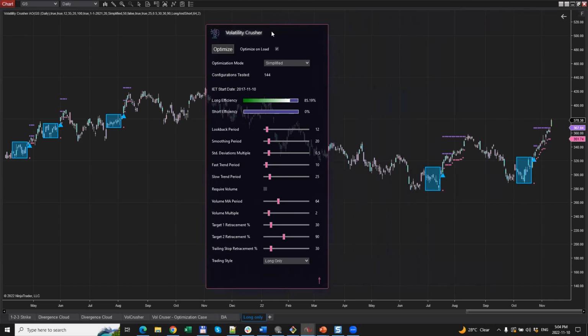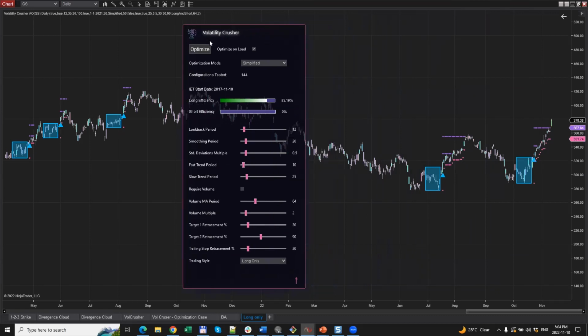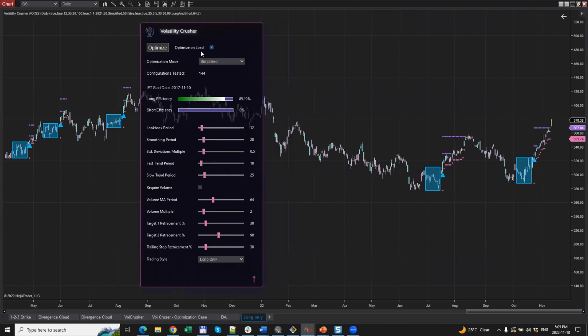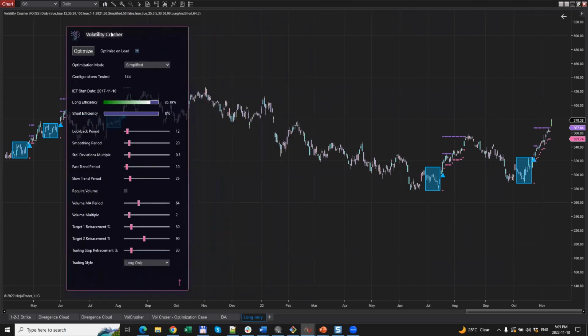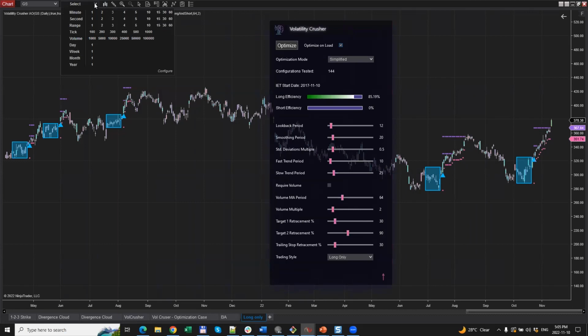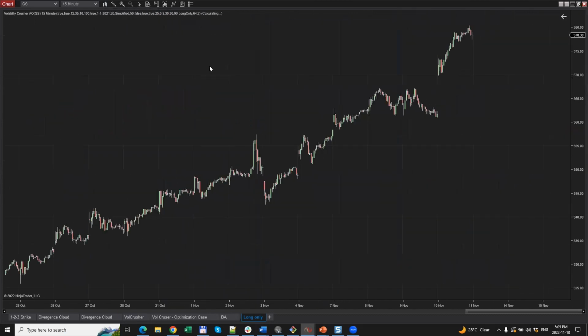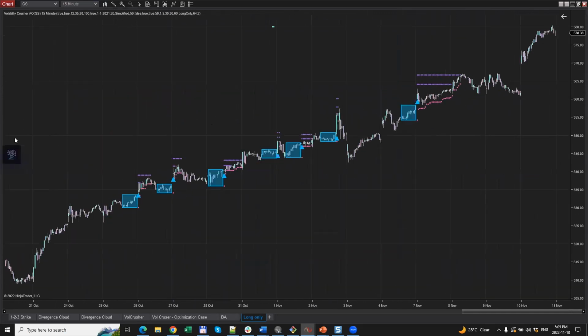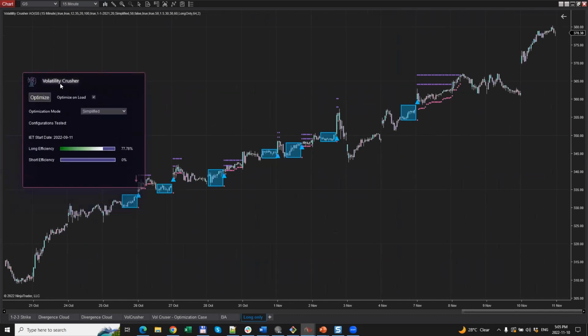One more thing I'd like to mention before I go back to the chart is this little checkbox here, optimize on load. What does this mean? When it is checked, and you change time frame or you change symbol, let me just change the time frame perhaps to 15 minutes, the new optimized settings will automatically be used for this particular time frame, which are not going to be the same as the ones before. So if this is checked, the indicator will automatically apply the optimal settings right off the bat, based on the trading style that you've selected.